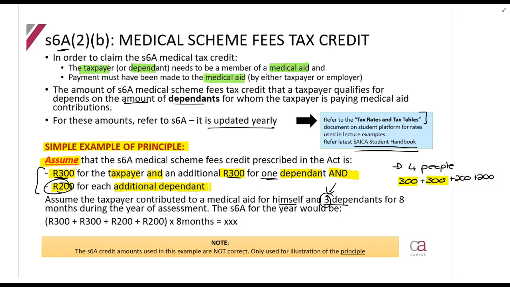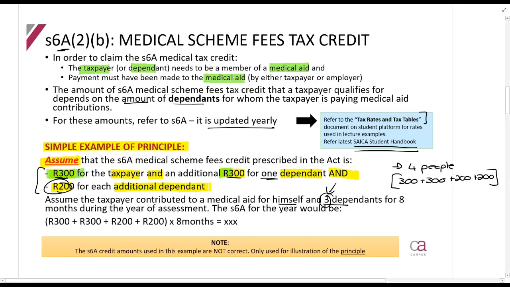Now, it doesn't mean there has to be a father and a mother. If there's a mother and 3 children, she'll still qualify for the same. It doesn't say 300 rands for the taxpayer and spouse. It says taxpayer and the one dependent. Right, so you get that per month.